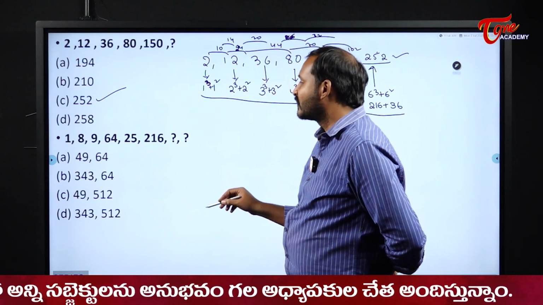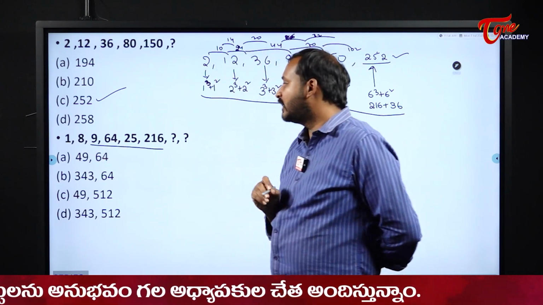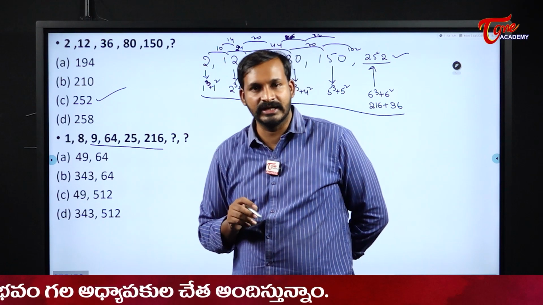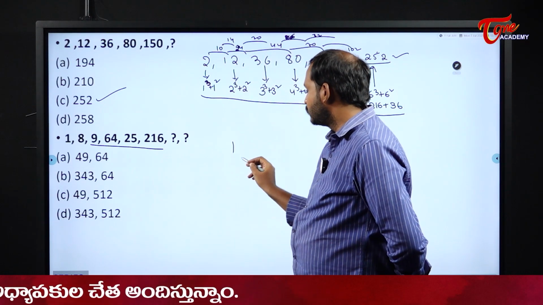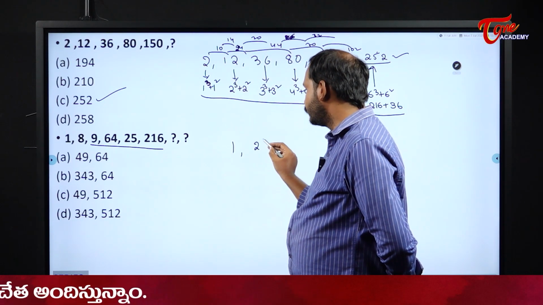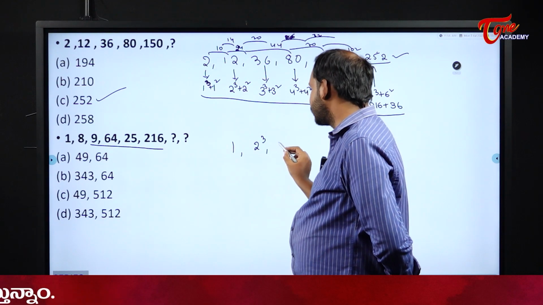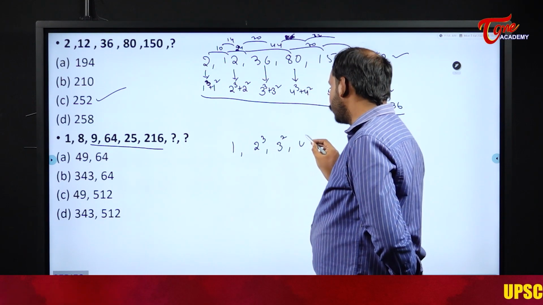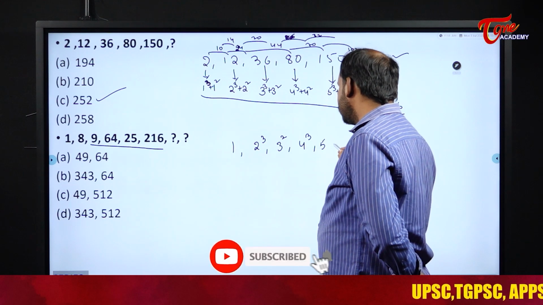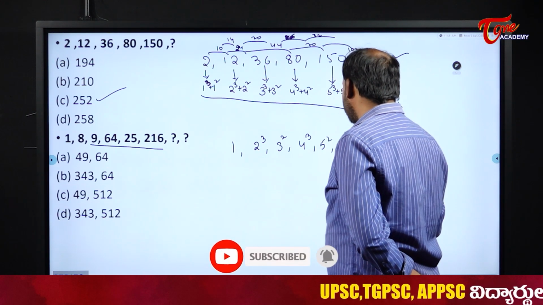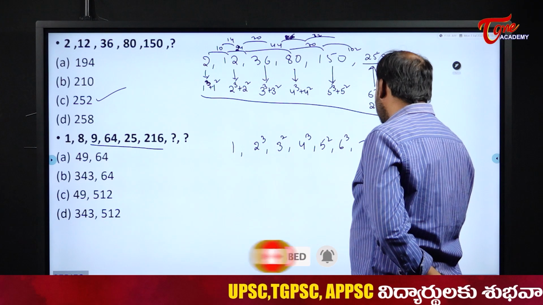Next, see here. What are these numbers, students? All these numbers are what? Squares and cubes. 1, 8, I will write it as 2 cube. 9, I will write it as 3 square. 64, I will write it as 4 cube. 25, 5 square. Next is 6 cube. Next it will become what? 7 square and 8 cube.